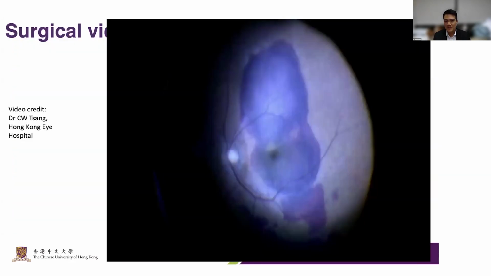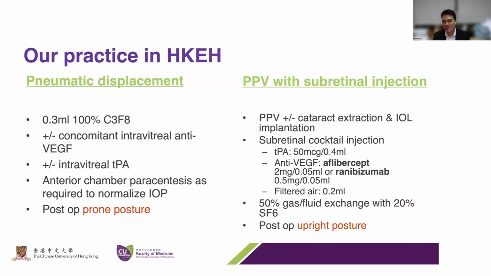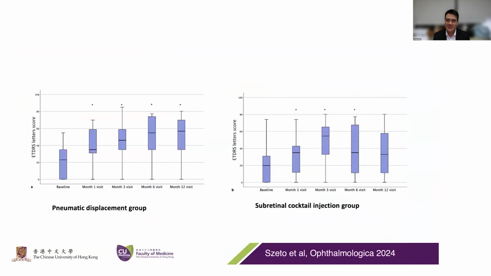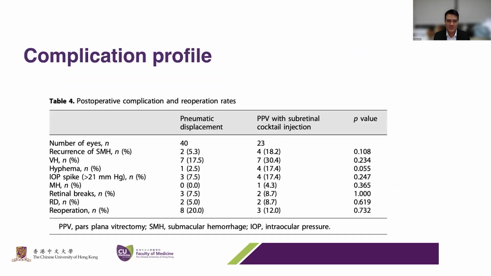If you remember, the volume of fluid we inject is actually quite high: 0.4 ml of TPA, 0.05 ml of anti-VEGF, and 0.2 ml of air. But as I said before, submacular hemorrhage is a very diverse condition. It can range from very small to very big. So maybe for a very small submacular hemorrhage, we can inject a smaller volume of TPA and a smaller volume of air to reduce the risk of macular hole formation.